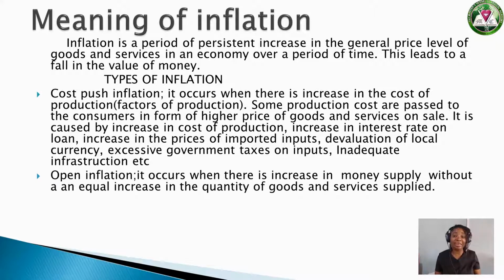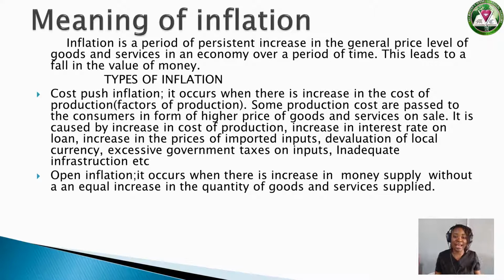It occurs when there is increase in the cost of what? Production or factors of production. You now see that this increase in the cost of what? Production will be passed to the consumer in form of what? Higher prices. So if actually you are to purchase that product at the price of 5,000, because of the increase in the what? Purchasing of the raw materials, the price of those products will do what? Increase. That's what we mean by cost push inflation.